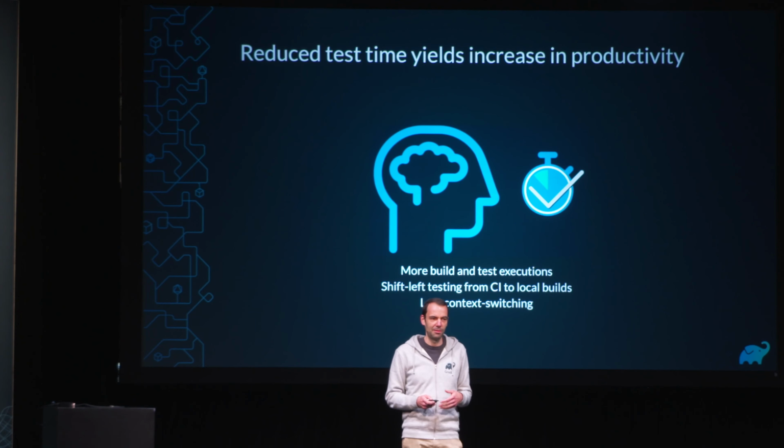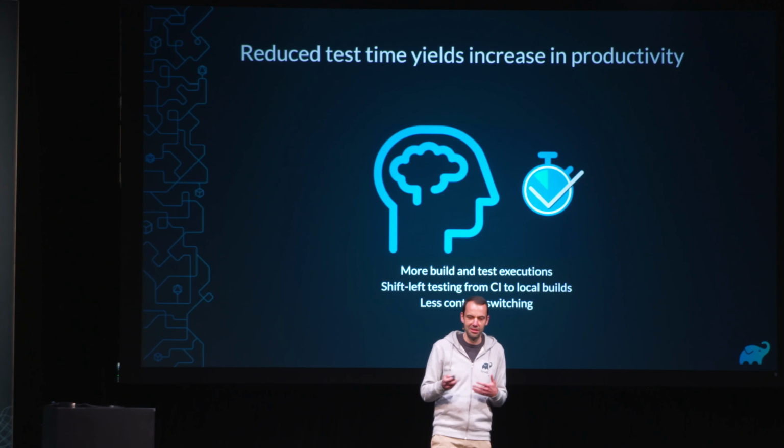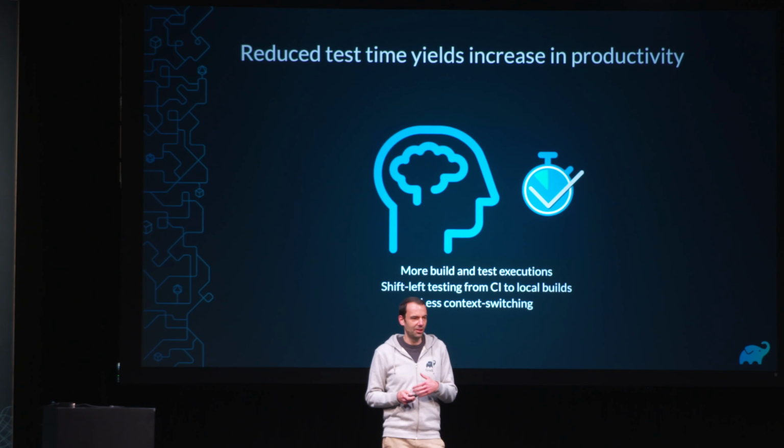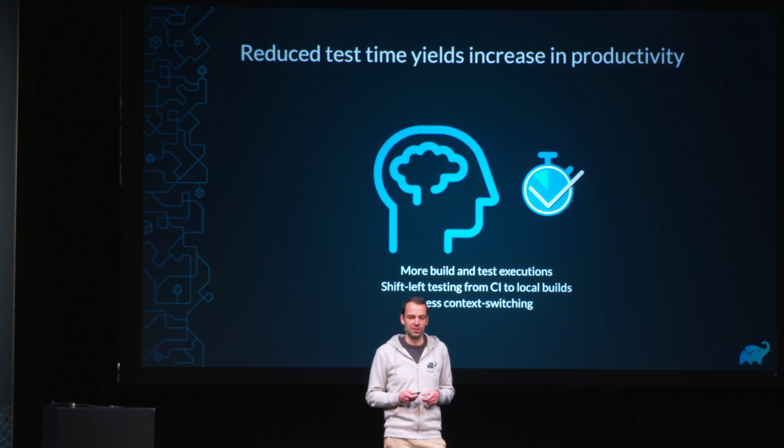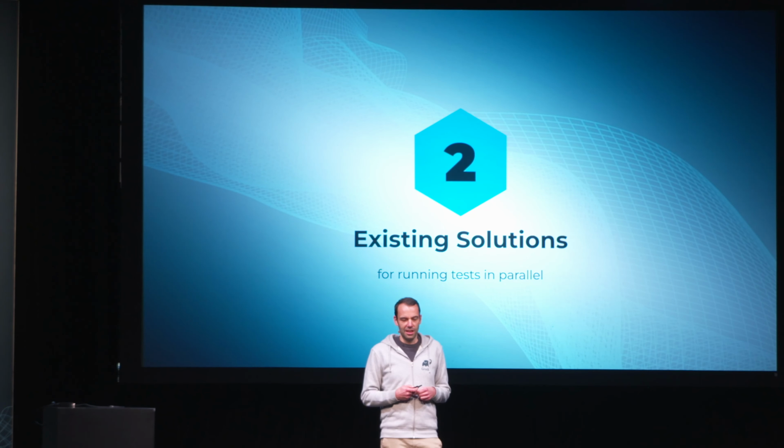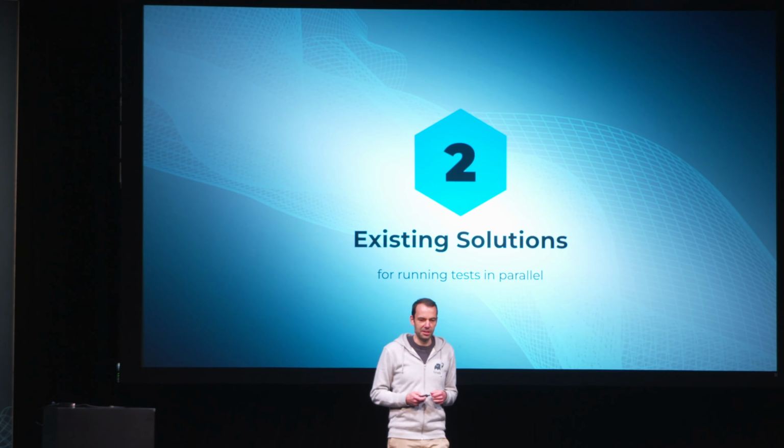Hans has mentioned some of them in his keynote this morning, so I'm not going to reiterate everything. But basically, all the context switching that you need to do because of the wait time is greatly reduced, and you're much more productive. So that's a very short motivation about why we want to distribute tests. Let's next look at some existing solutions for running tests in parallel.